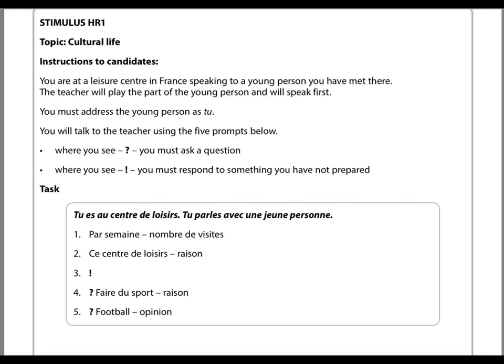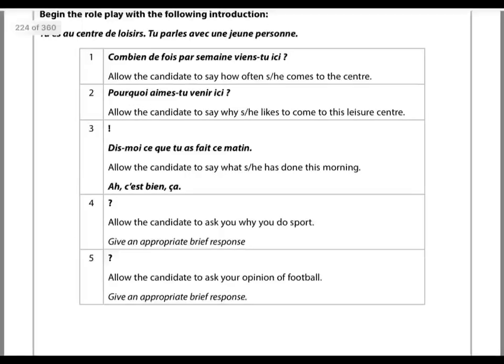So in this one on the screen, the premise of it is that you're at a leisure centre, and you are talking to a young person. So bullet point 1, per week, how many times you visit. So I will ask you in French, per week, how many times do you visit? And you will say something back like, oh, I go once a week. And then I will ask you, this leisure centre, why do you come here? And you might say, oh, it's near to my house, for example.